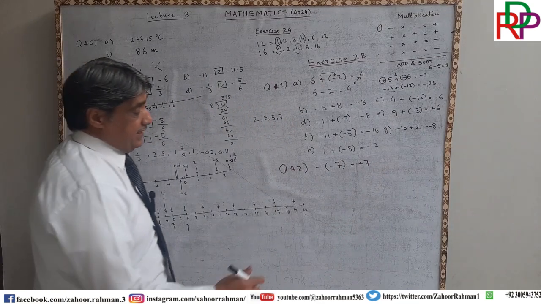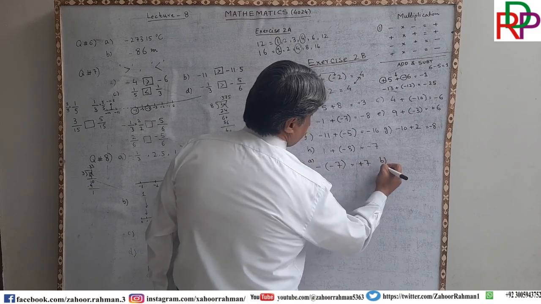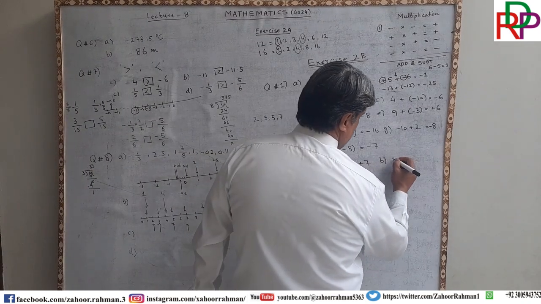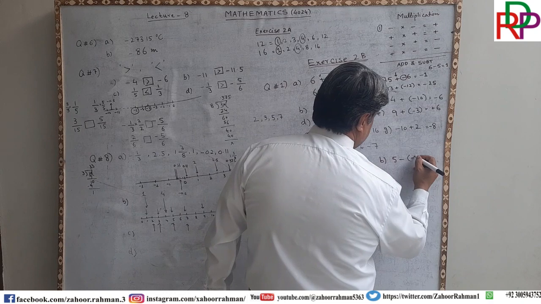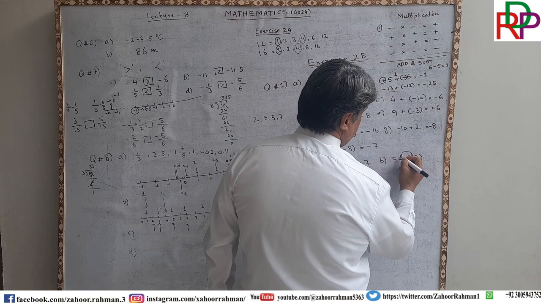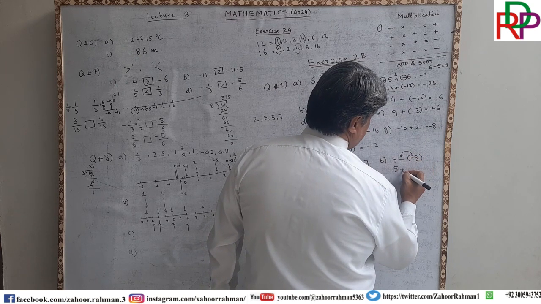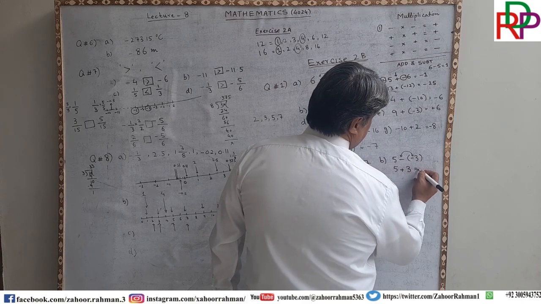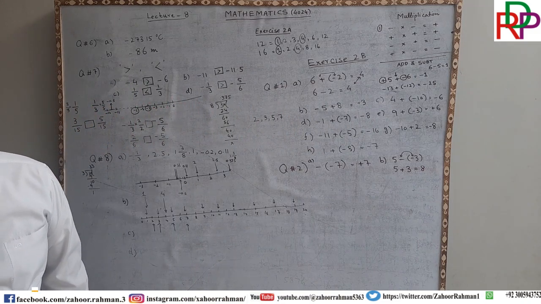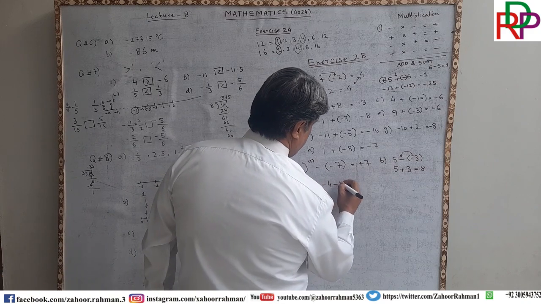And the B part is saying 5 minus minus 3. First we have to multiply this with this: minus and minus is plus, and then 3. So it will yield a value of 8. Similarly, the C part, minus 4 minus 7.